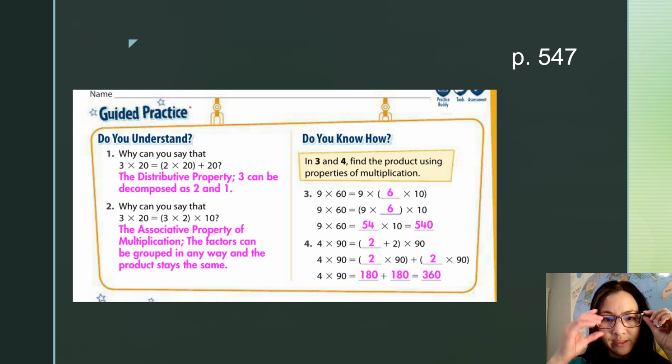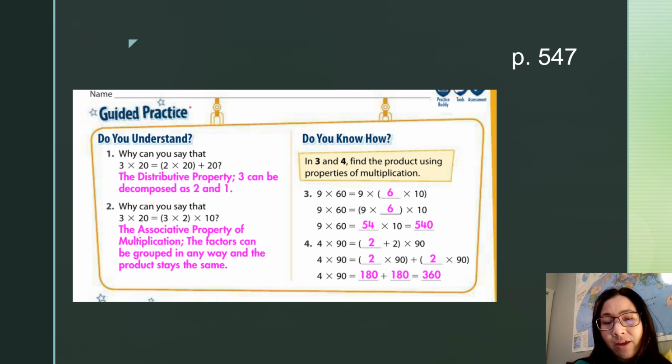So number 1 says, why can you say that 3 times 20 equals 2 times 20 plus 20? So the answer key says the distributive property. That's how we can say it. We can use the distributive property. And they go into more detail.